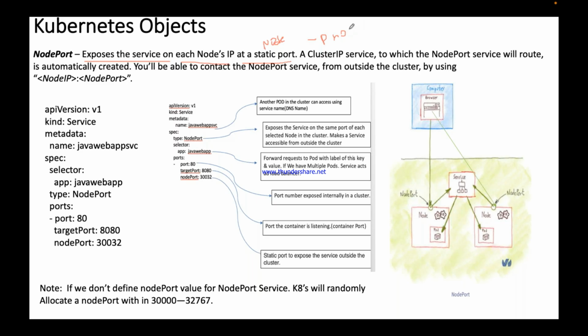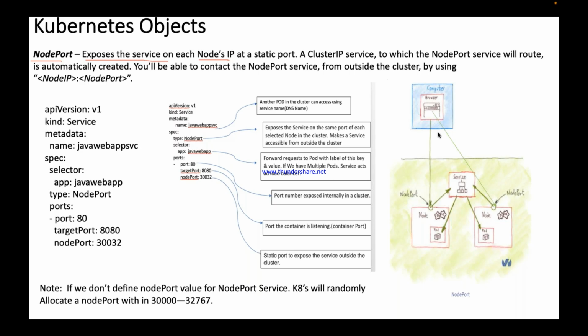Similarly, in Kubernetes, node port service. It will expose the Kubernetes service on each node IP. What is the meaning of each node IP? All the nodes in the cluster. On each node IP, it will expose one static port. We call it a node port.